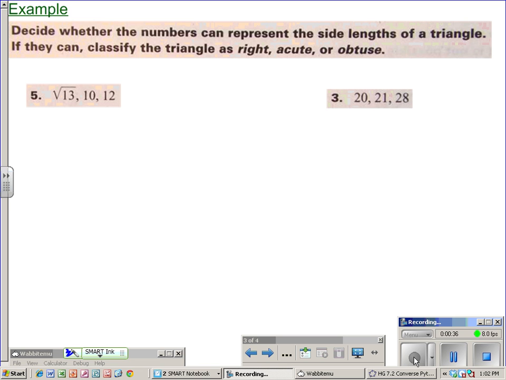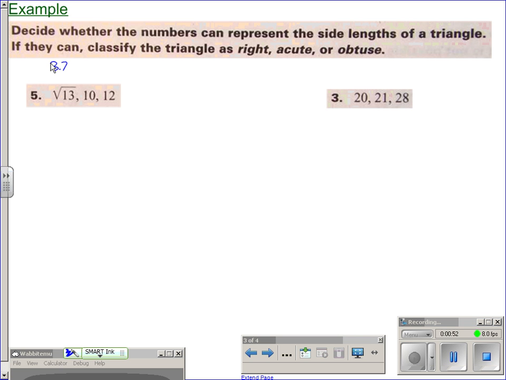In this question it says decide whether the numbers can represent the side lengths of a triangle. That goes back to the triangle inequality theorem, which said the two shorter sides have to add to be more than the longest side. The square root of 13 is like 3.7 something. I'm not exactly sure, but it's somewhere in there. When we add it to 10, that has to be greater than 12, which it is. So we are dealing with a triangle in this example. Now, if they can form a triangle, which we can, classify the triangle as right, acute, or obtuse.